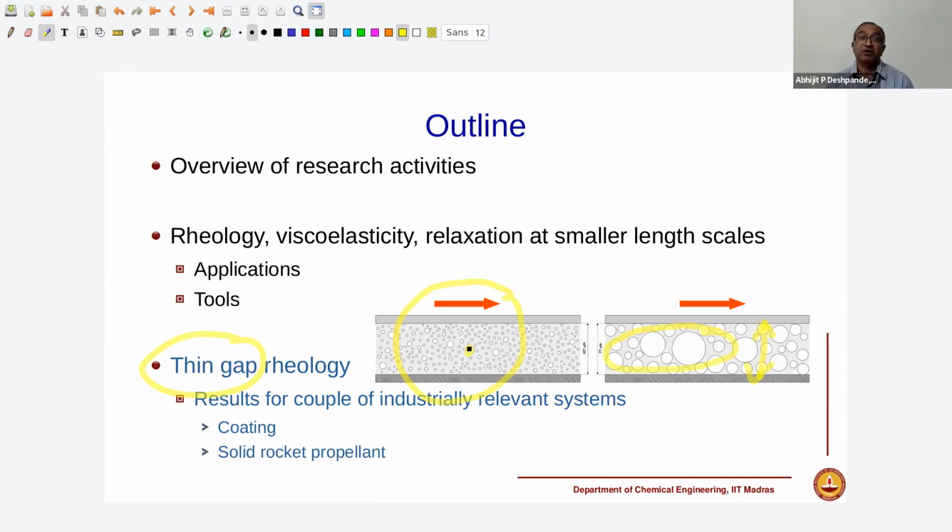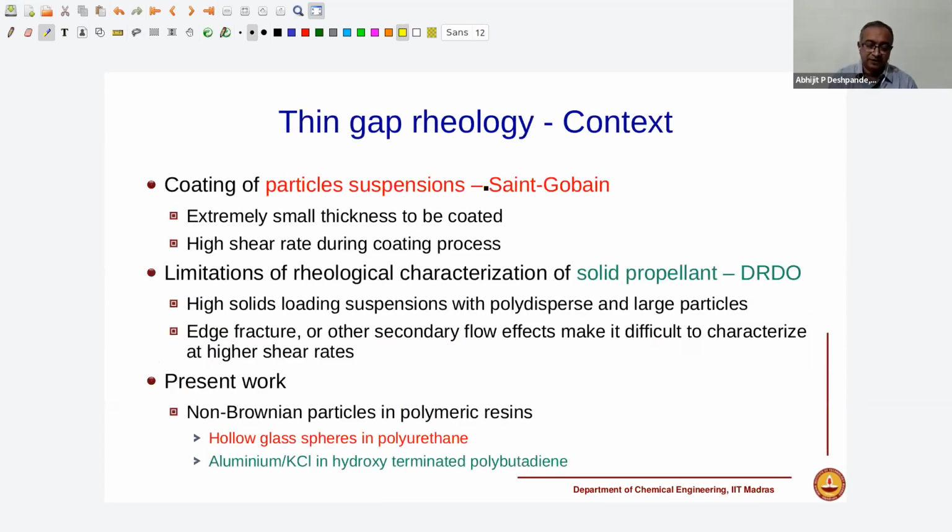And so the context for us has been based on coating application. This is based on Saint Gobain work, and then solid propellants, which are basically metal particles along with a polymeric resin, which is for DRDO. And the challenges in both of these cases are as follows: coating by definition is very small thickness, and also very high shear rates have to be used. In case of solid propellants, the loadings are extremely high. We are talking about 70–80% solids.